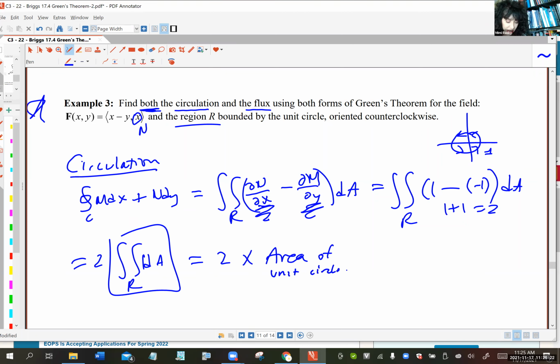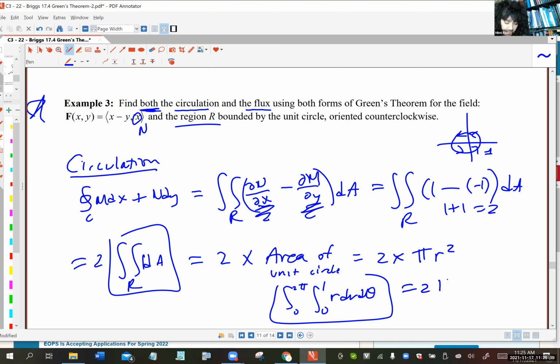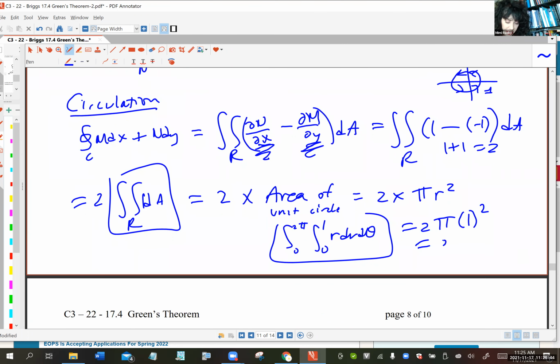Oh my gosh, I don't have to really set up this double integral. Cute. I mean, I could go, okay, 0 to 2 pi, 0 to 1, r dr d theta. That actually would be the double integral because I want to convert to polar. But I don't have to because I already know, I've got pi r squared here. And for us, the radius is 1. So our final answer is 2 pi.